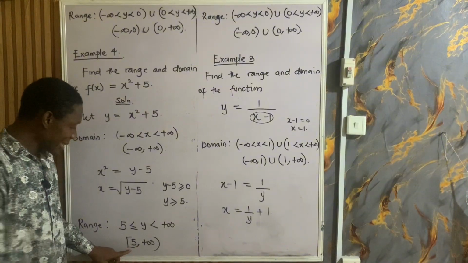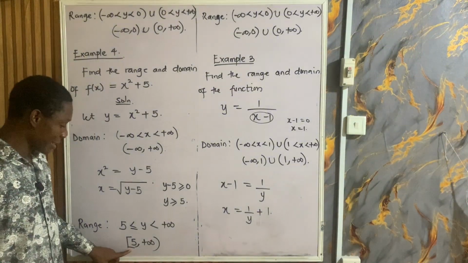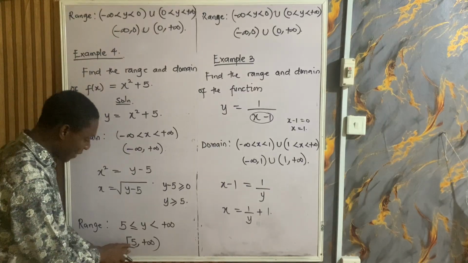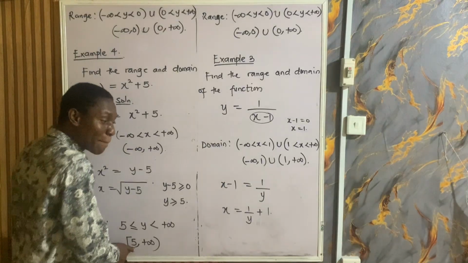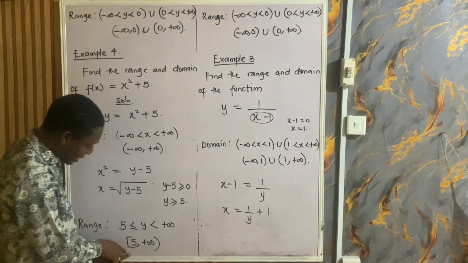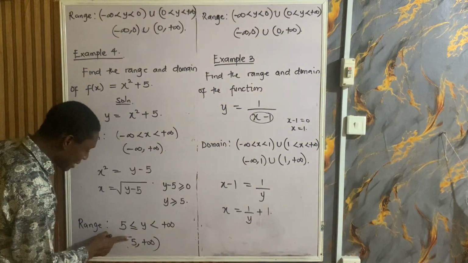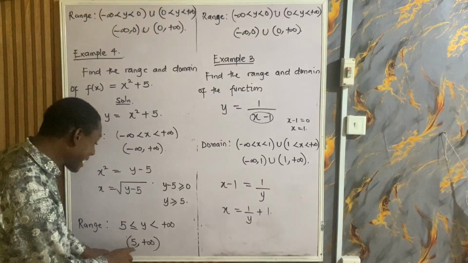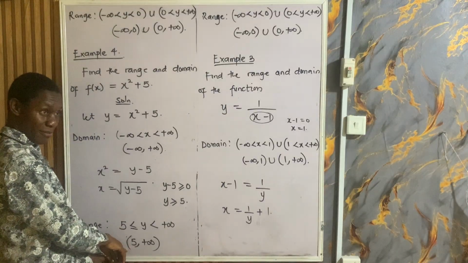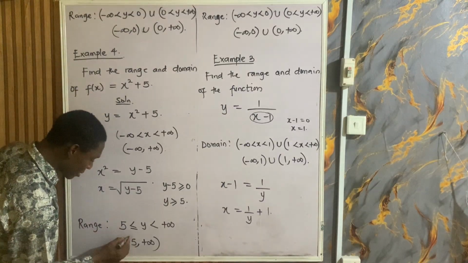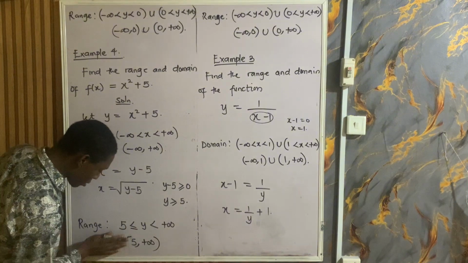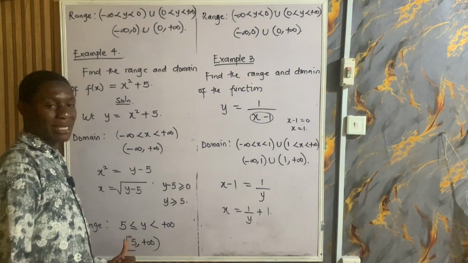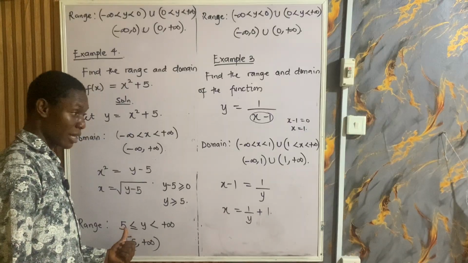This thing here, you see, I didn't use this kind of bracket here. Why? Because this thing means 5 inclusive. 5 inclusive means that 5 can be one of the answers. That's why it's written like this. If you write like this, you are simply saying that it cannot be 5. But when you write like this, you are simply saying that 5 can be one of the answers.